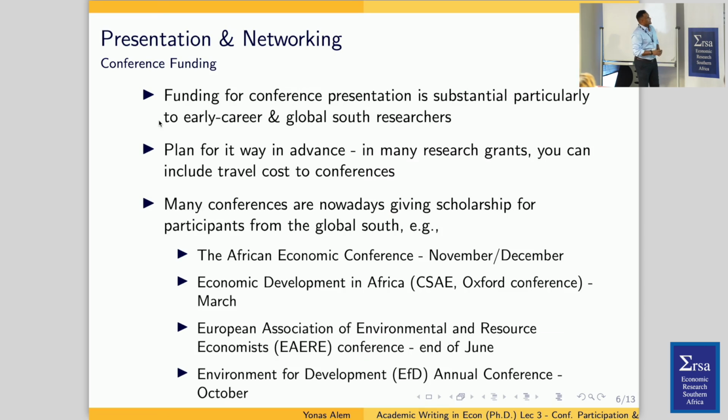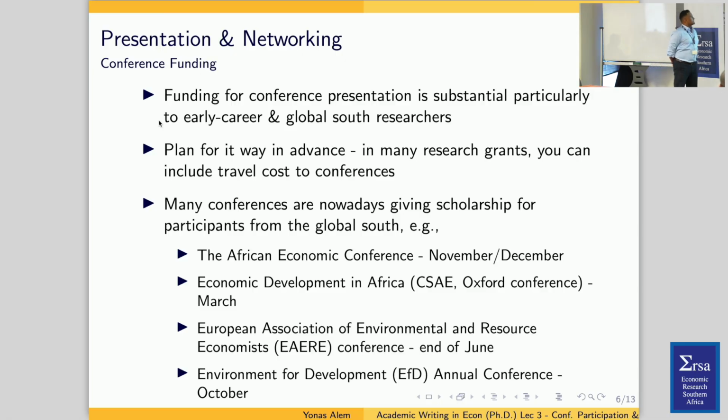Funding for a conference, this is a big challenge. That's also one of the key reasons that a lot of people mention. One thing is it's very difficult to find money to finance conference trips. It's very expensive. I totally get it. But funding for conference presentation is substantial, particularly for early career and global south researchers. The departments don't have funding for conferences because one trip to Europe will cost you at least $3,000. That's just a minimum, between $2,000 and $3,000.